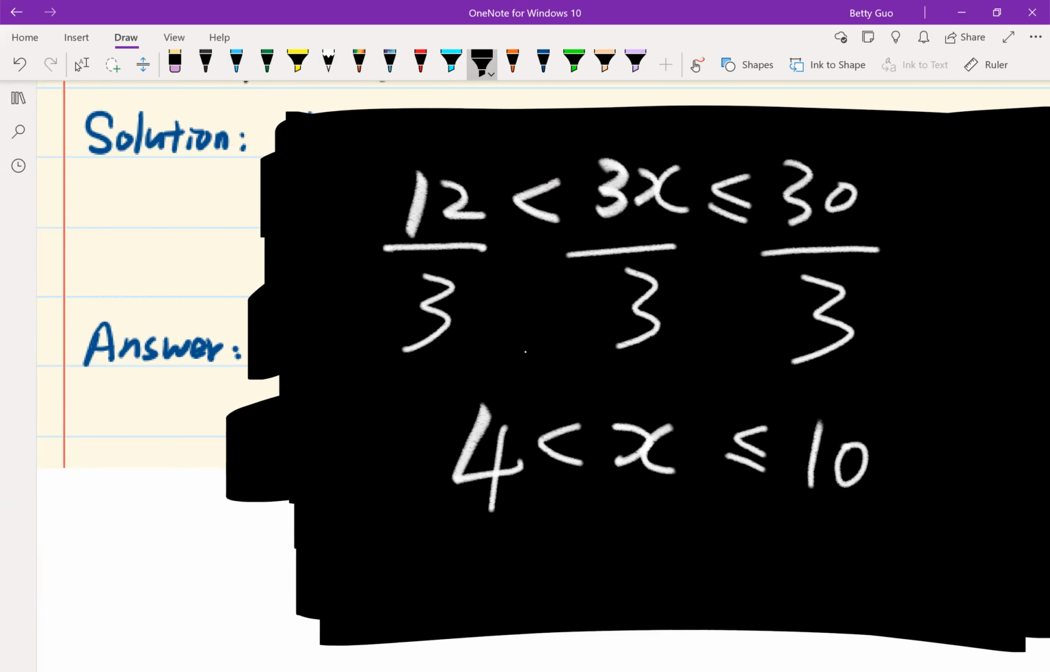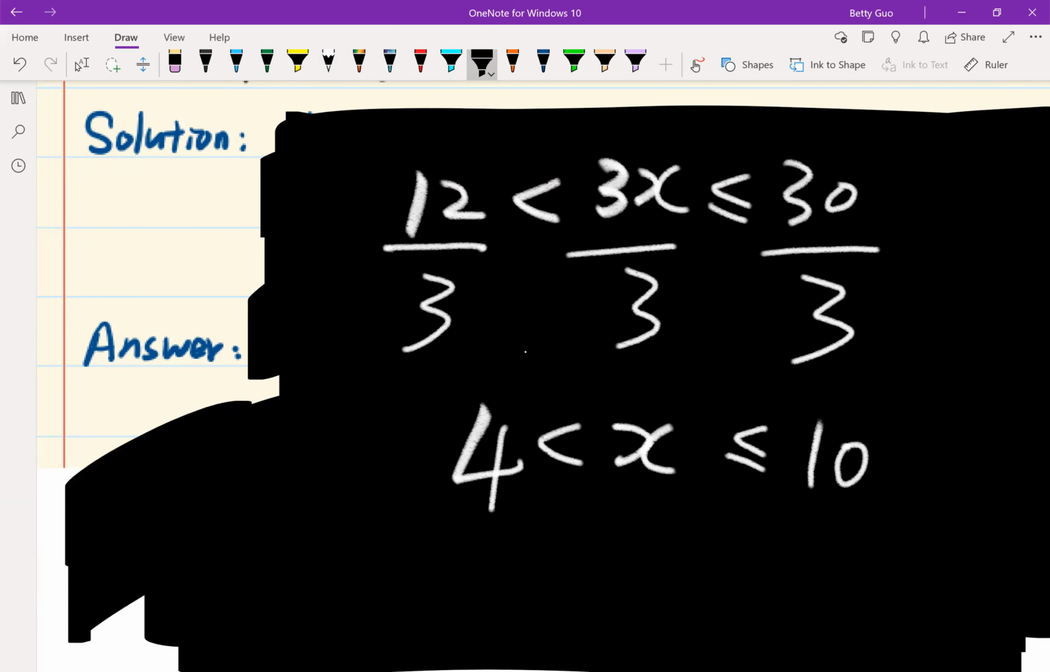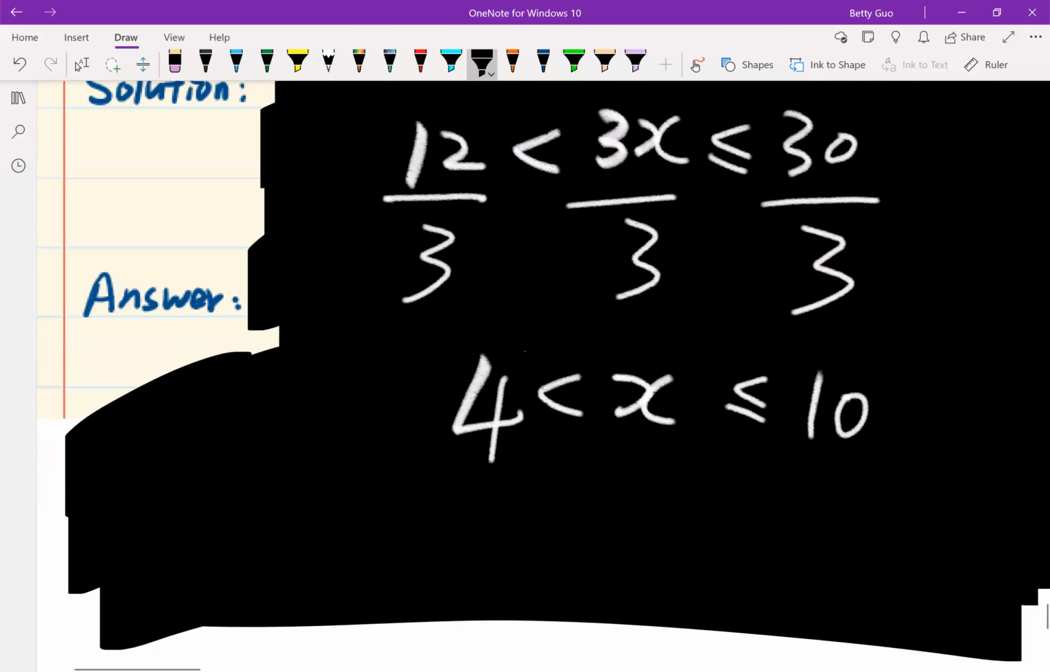I kind of like the black background and the white color of a pen, right? I feel like this is pretty interesting.